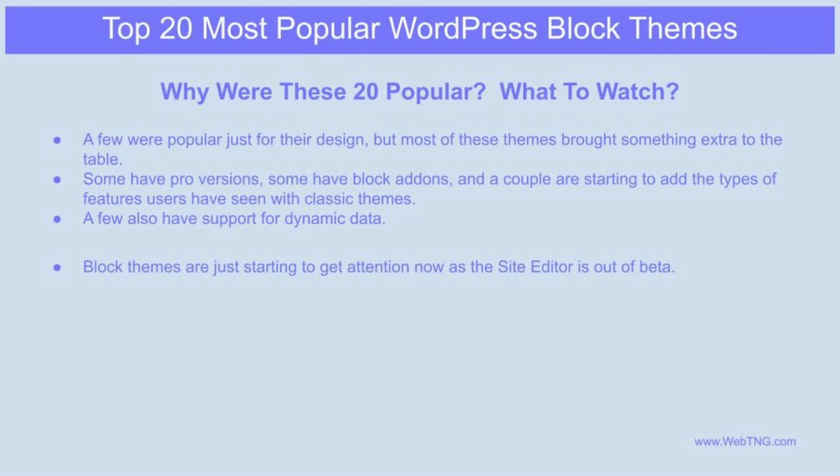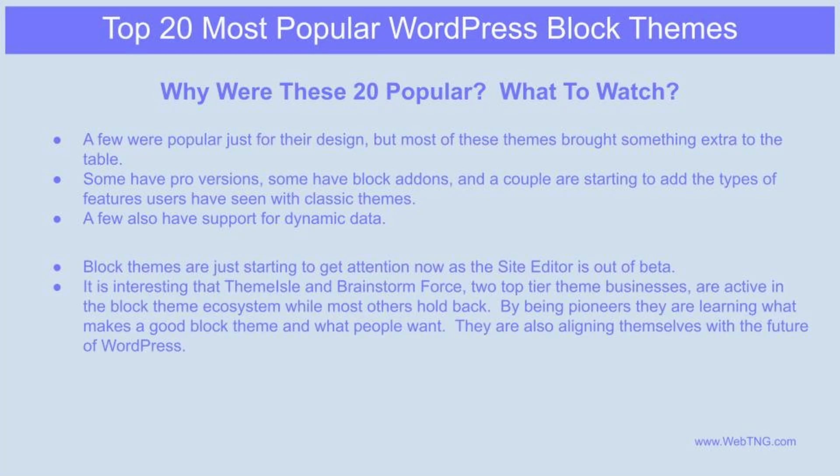Comparatively, install numbers for block themes are much lower, and some people find working in the site editor is clunky, and block themes are just starting now to catch people's attention. I found it interesting to see that ThemeIsle and Brainstorm Force, two of the big players in classic themes, had a strong presence in the top 20. I think this is a smart move for ThemeIsle and Brainstorm Force because they're getting into the game early. They're learning what makes a good block theme and what users want, and they're aligning themselves with the future of WordPress. So, good move, guys.